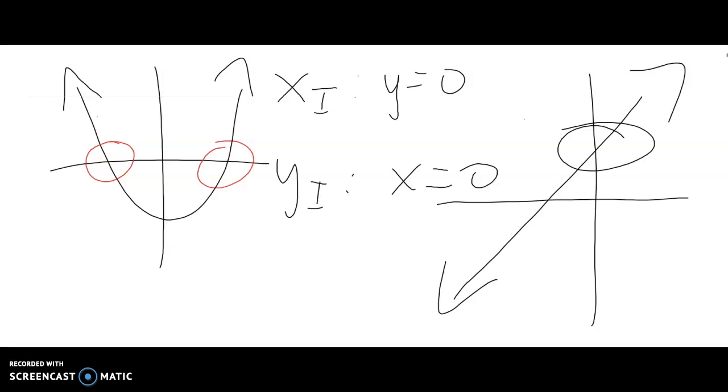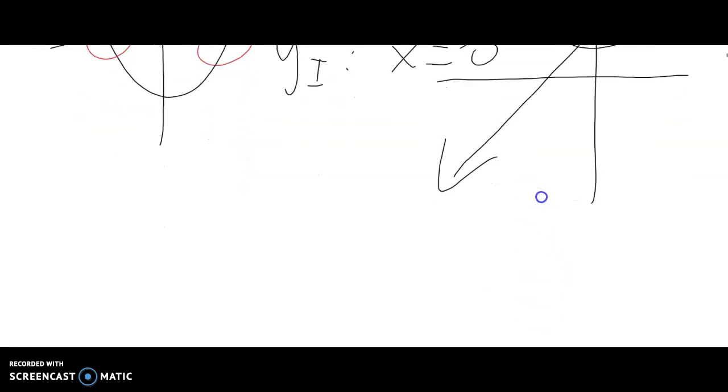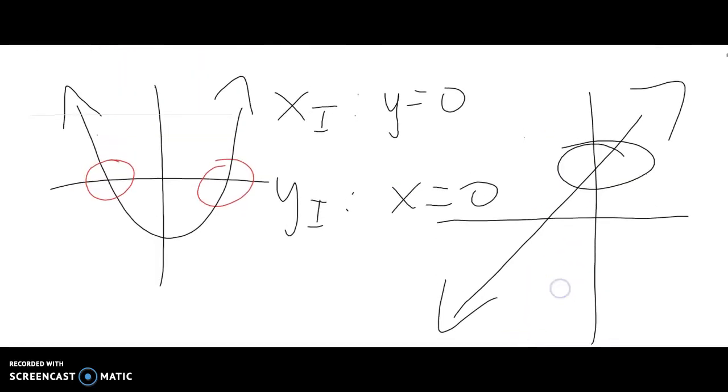Two important things to note, though. The intercepts are ordered pairs, so we've got to make sure we write our answers as ordered pairs. The second one is a problem we might face. Suppose I gave you x squared equals 9, and I told you to solve that.